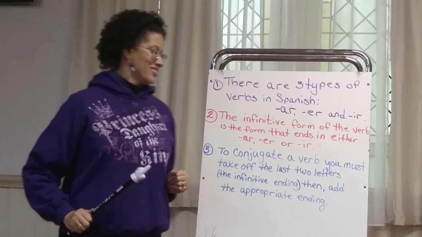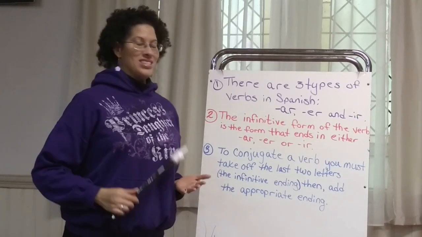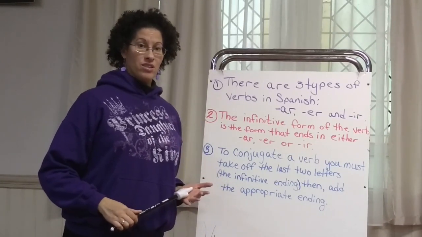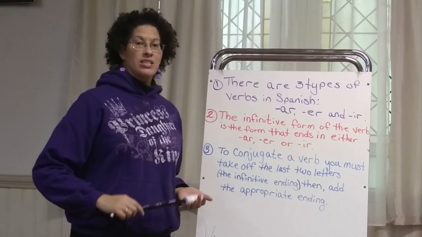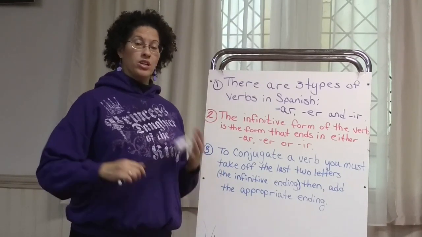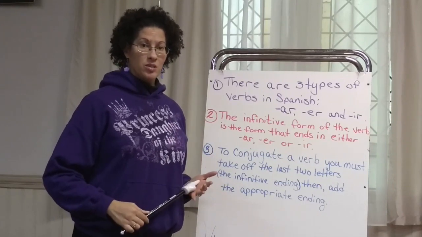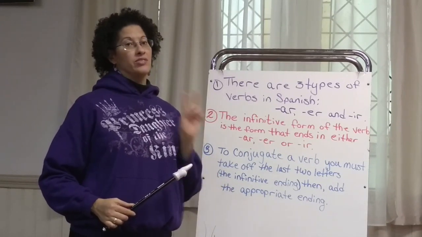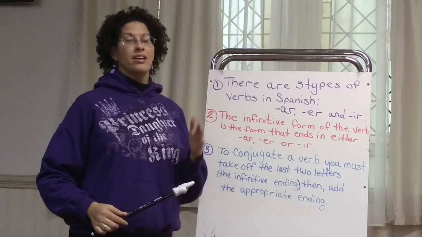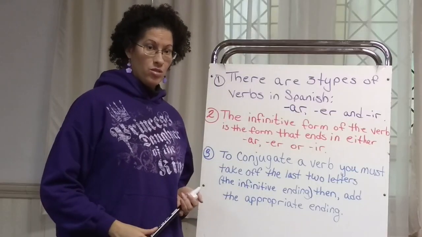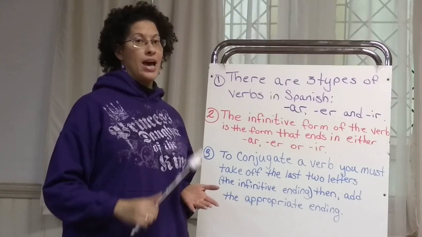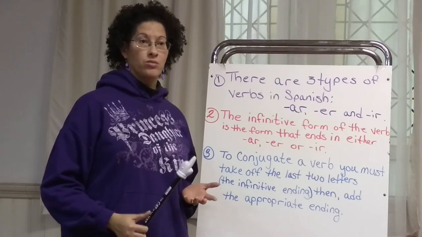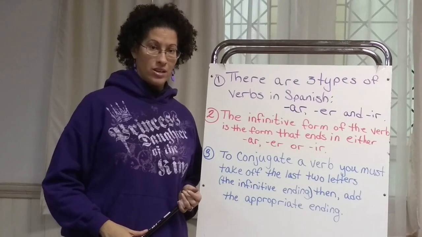I'm glad you asked. To conjugate a verb, you must take off the last two letters, which is the infinitive ending, which we talked about right there. Then you're going to add the appropriate ending. We're going to look at that step by step next, but just to know, to conjugate a verb, you take off the last two letters and add the appropriate ending. So if you have the verb hablar, you take off the AR ending and you would add the appropriate ending, which tells you who's doing the action.